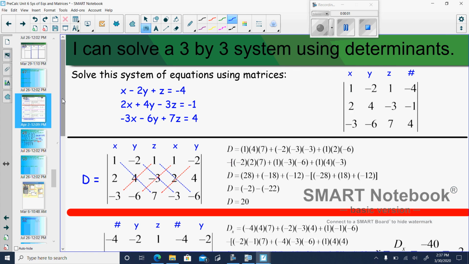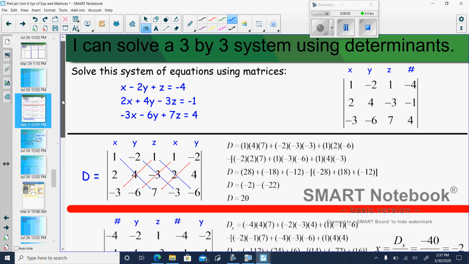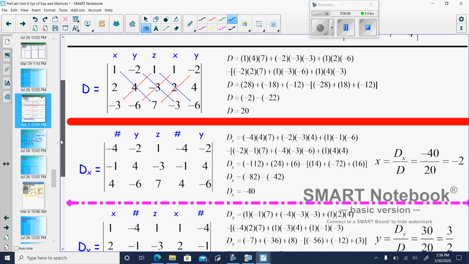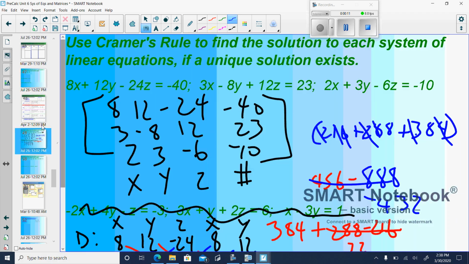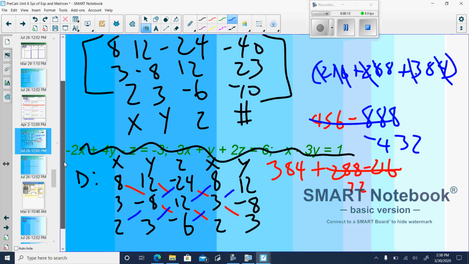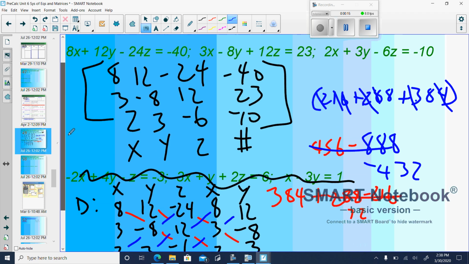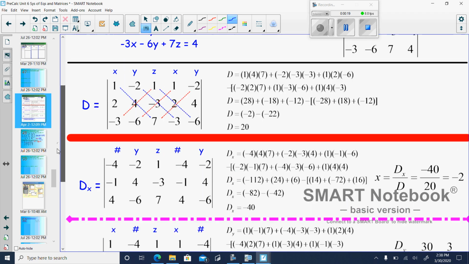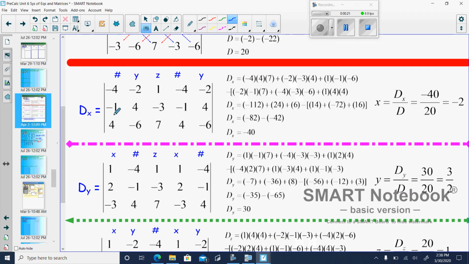All right. So it looks complicated right here, but we can do this, guys. We can solve a 3x3 system using determinants. We're just going to do our diagonal multiplication. And what we need to watch out for here very carefully is signs, positive and negative, all right? So you can read through this and see what they're doing. They're just replacing the variable we want to solve for with that number column.